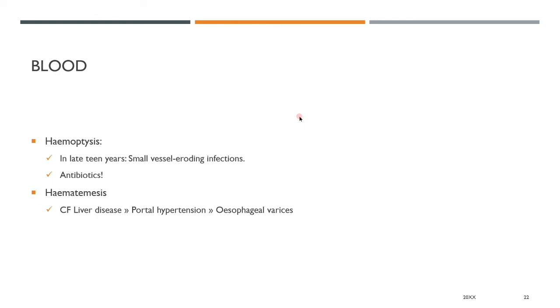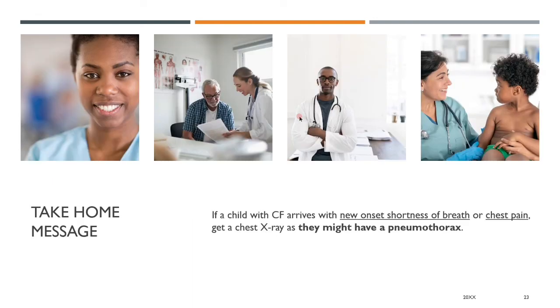So the last slide and the take-home message here is that if a child with CF arrives with new onset shortness of breath or chest pain, a chest X-ray is paramount in these patients, because quite more often than not they might have a pneumothorax. So this is very important. I know it doesn't really add anything, because if the patient comes in with new onset shortness of breath or chest pain, they will have an X-ray anyway, but just something to put in the back of your minds. And thank you.